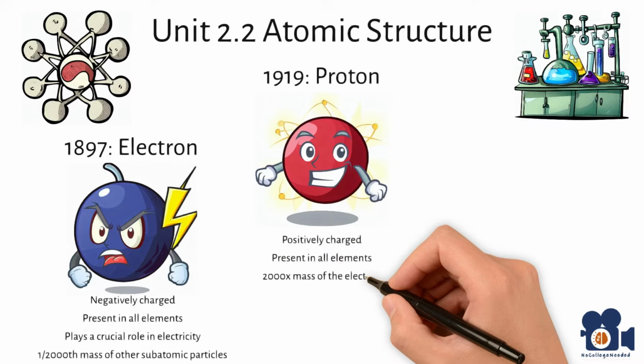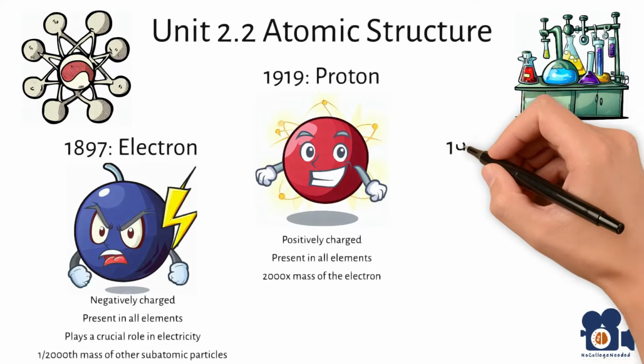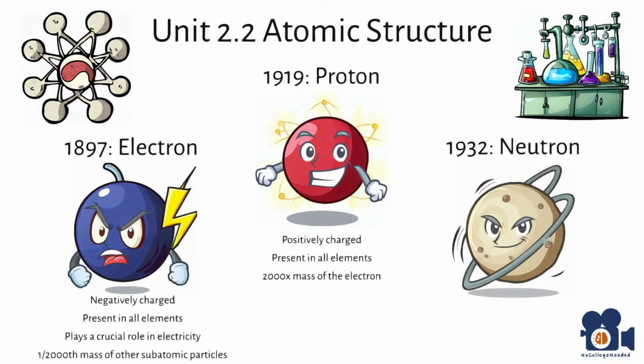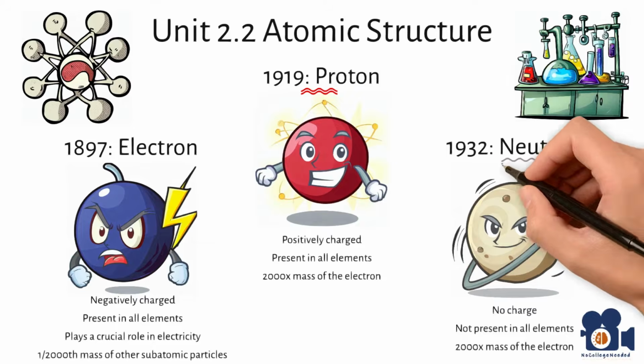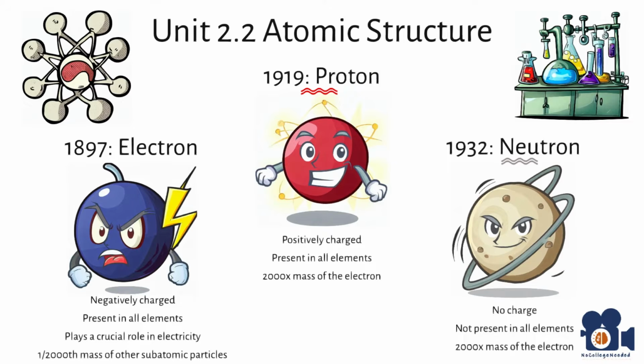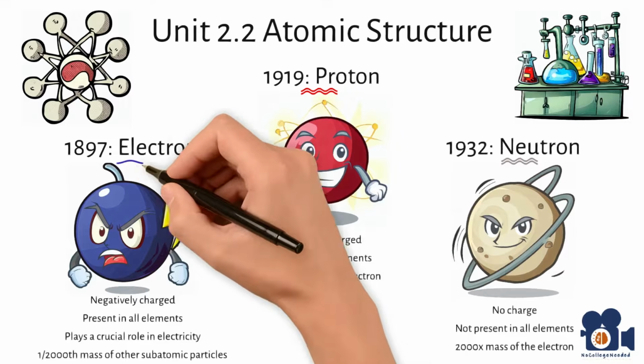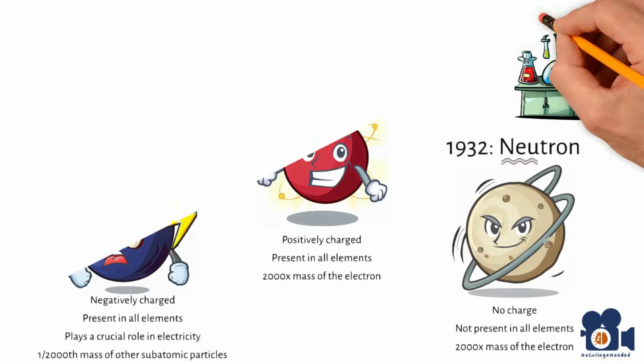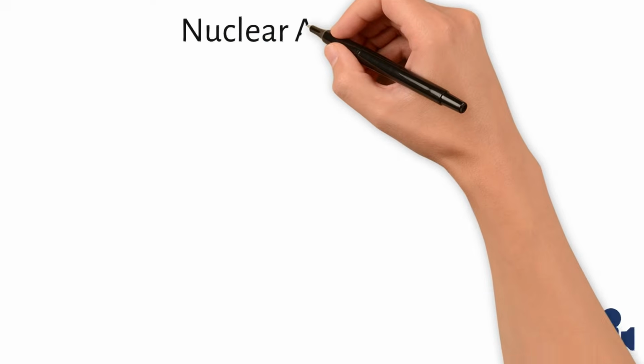Shortly after, in 1932, the neutron was discovered. It has a similar mass to that of the proton, but carries no charge. To aid in remembering their properties, one can associate the letter P with proton, indicating the positive charge, while the word neutron contains the letters NEU, indicating its neutral charge, and the electron is the only one left with a negative charge. These discoveries led to the development of the nuclear atom model.